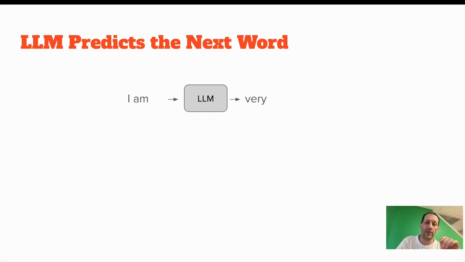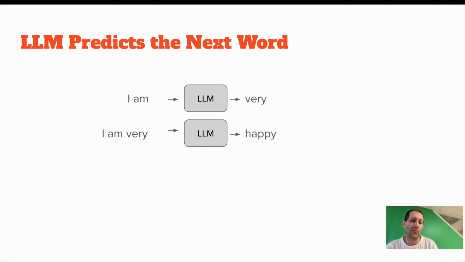But let's say it's a word. So you say, I am. The language model takes that as input and predicts the next most likely word, and that is very. And then takes that output, very, and appends it to the prompt that I had and creates a new prompt. The new prompt is, I am very. Feed it into the LLM, predict the next word.